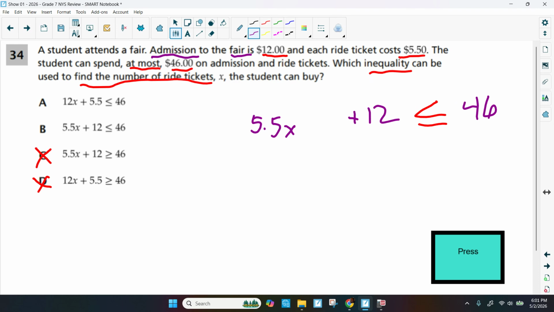But they didn't ask to solve it. They asked for us to set it up. So I'm going to choose choice B, because that looks like what I have, $5.50 per ride plus $12 admission. Less than or equal to, and we explain why we chose less than. A would not be right. $12 per ride? No. So B would be our correct choice. And I think that's all we have time for.